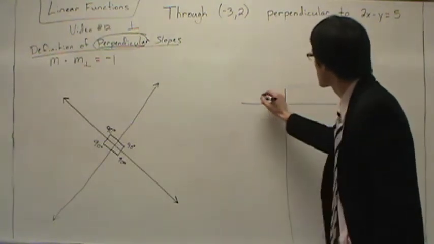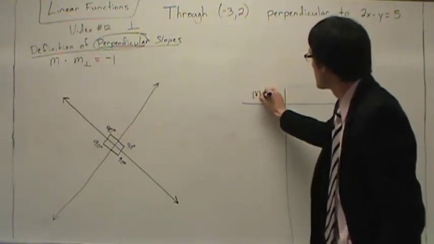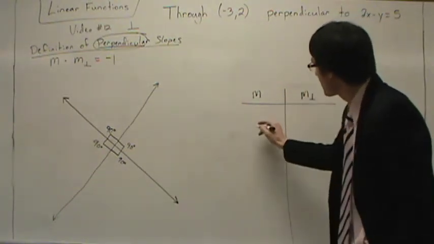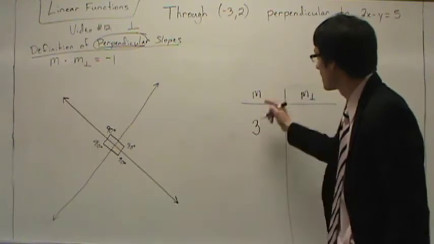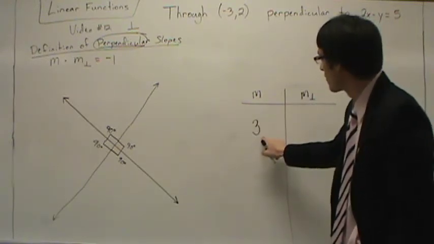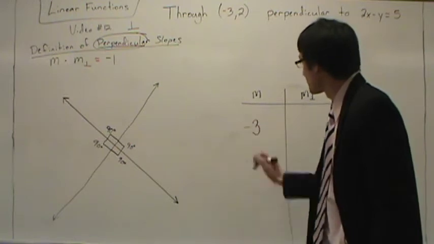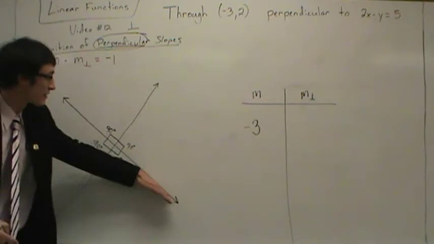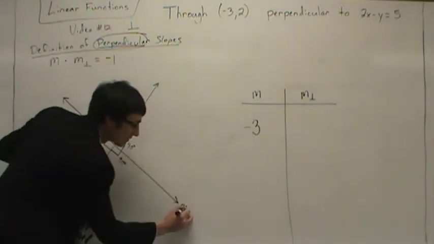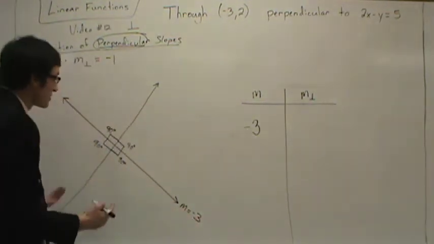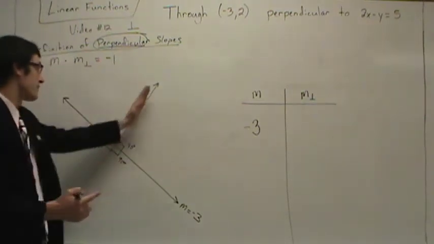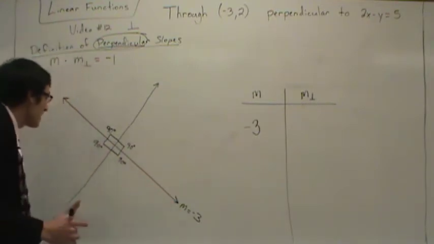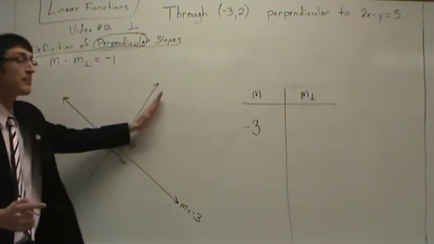Okay, so let's just make a chart here. We're going to call this the first slope, and over here the perpendicular slope. If I give you a slope of, say, 3, or maybe let's start with -3. A line has a slope of -3. And let's imagine that this line here, going downhill, has a slope of -3. My question is, what is the slope of the perpendicular line? Well, we do know this. If the first line has a slope of -3, the other line must have a positive slope.